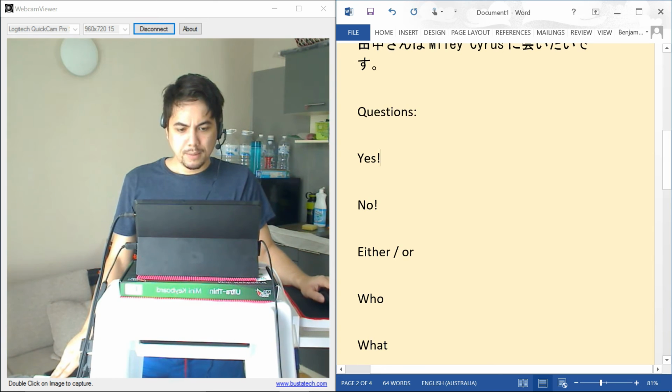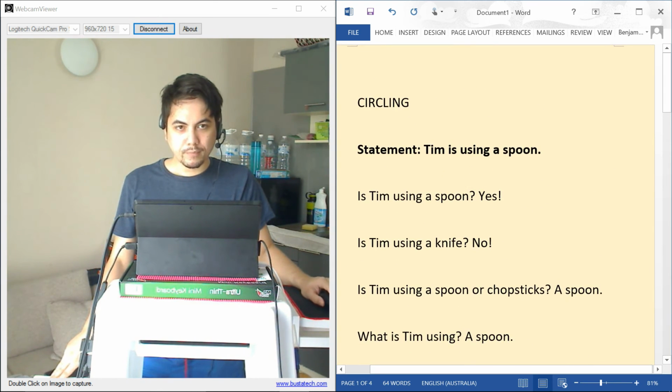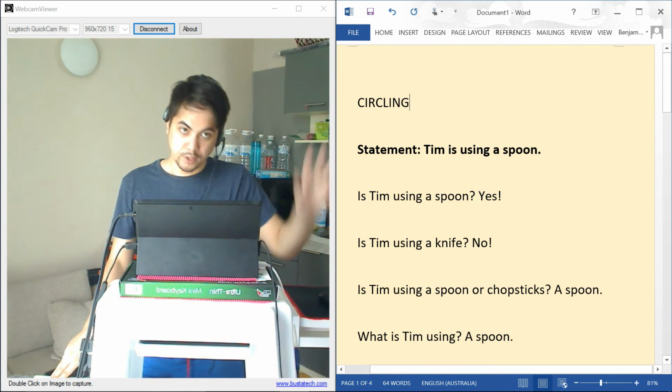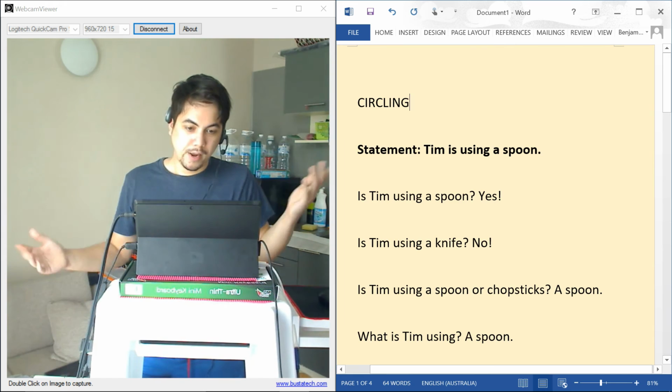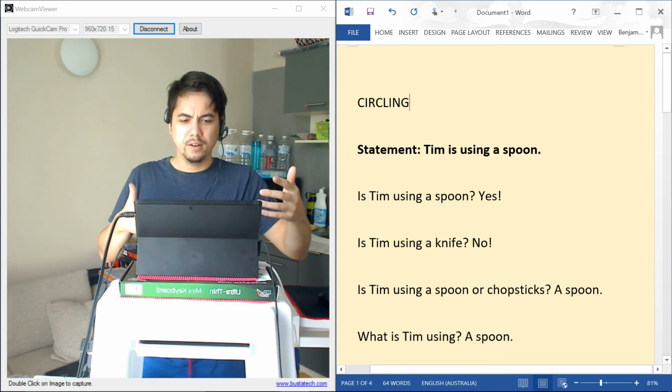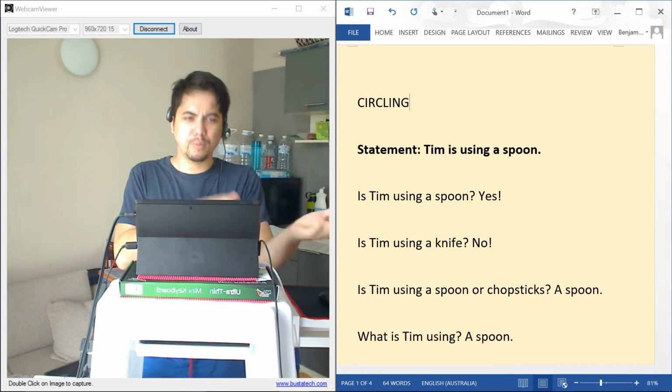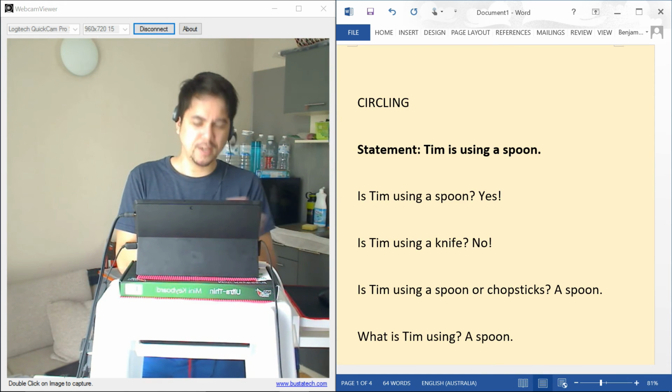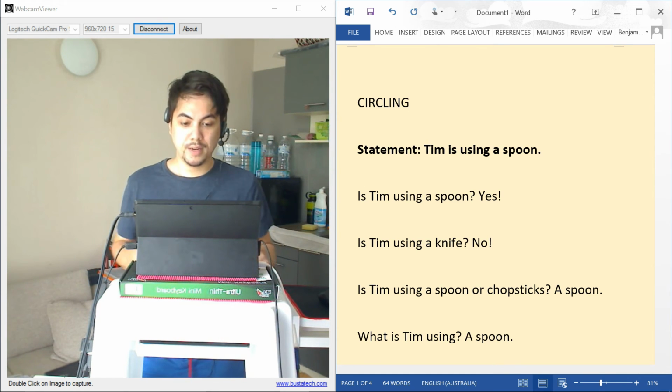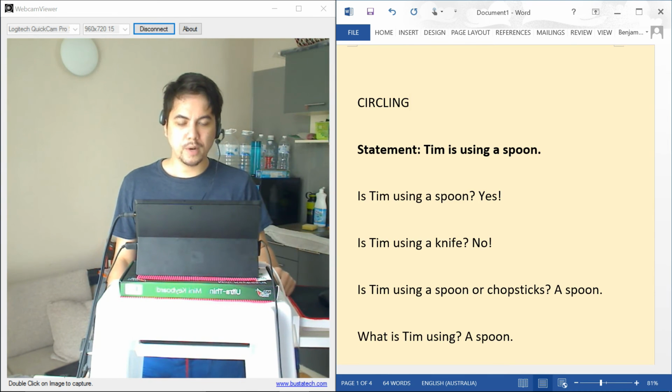So I hope that's a basic introduction to this technique called circling. Again, you start with a statement, you ask questions about it. Okay, the teacher asks questions to the student about it, and then the teacher should be kind of repeating, so like repeat the negative sentence or repeat the positive sentence. Like, no, he's not using a knife, he's using a spoon. Okay, Tim is the one who's using the spoon, not Trump or whatever.